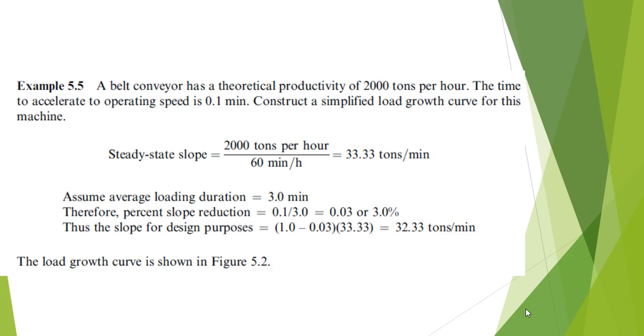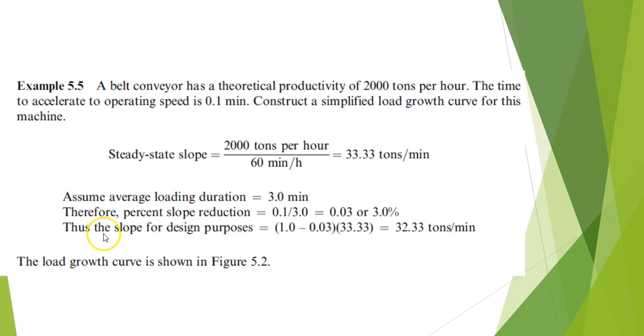And in fact, it's going to be 0.1, which is the acceleration time, isn't it? The time to get to operating speed, 0.1 minute. And 3 minutes is that loading duration time. So we're going to have a reduction of 0.03, or about 3%, from this 33.33 sustained maximum, because the belt takes time to get up to speed.